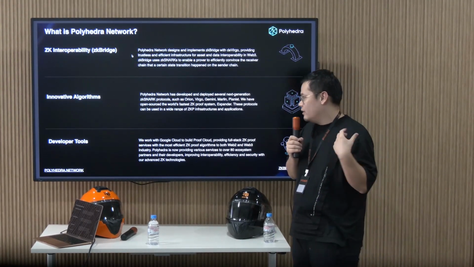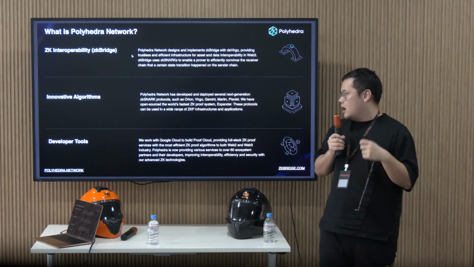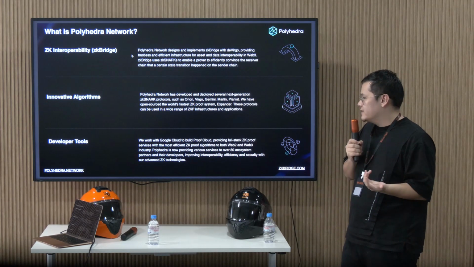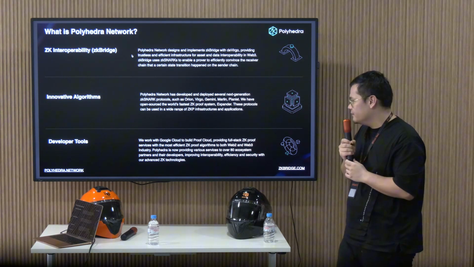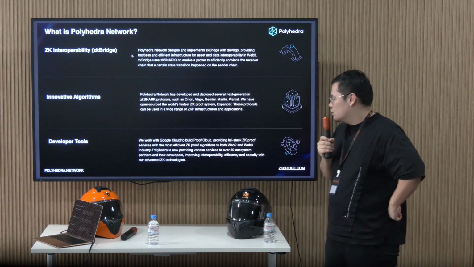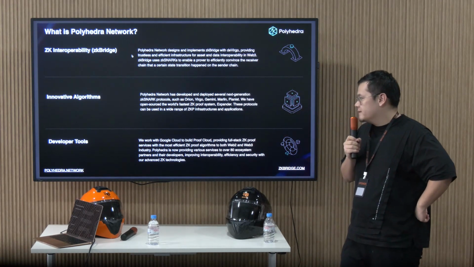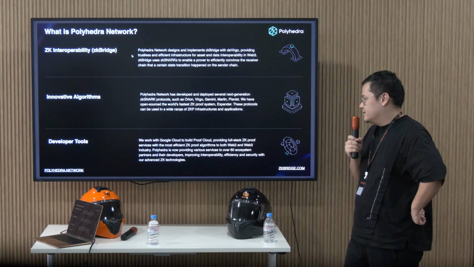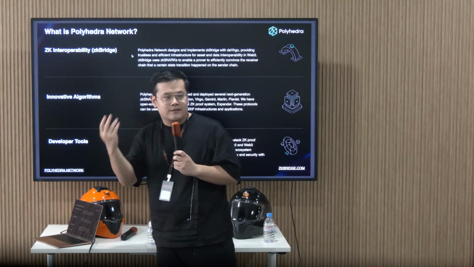And last, we also have the developer tools, and we work together with Google Cloud to build Proof Cloud, providing full stack zk proof with the most efficient zk algorithms I mentioned in the previous section. We also provide various services to over 18 ecosystem partners and their developers. We use these techniques to improve interoperability, efficiency, and security. This is a basic introduction for our company.